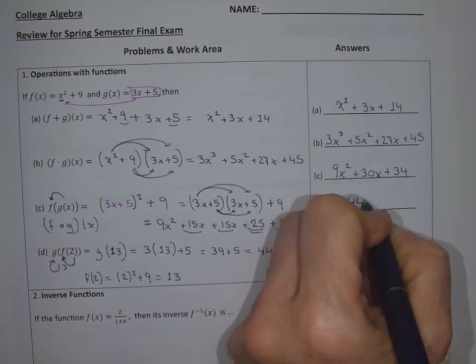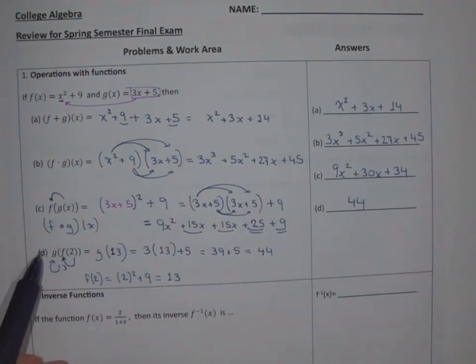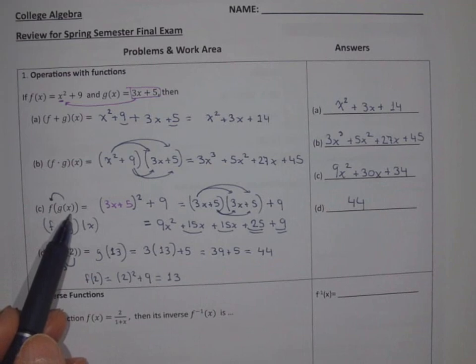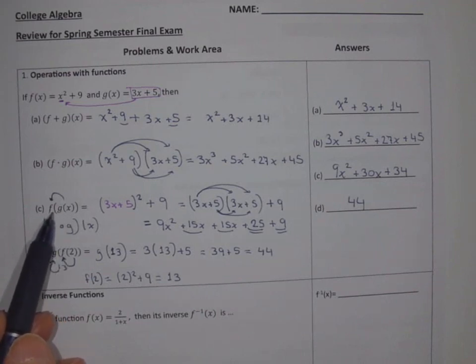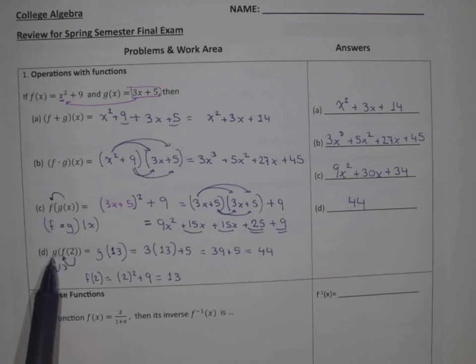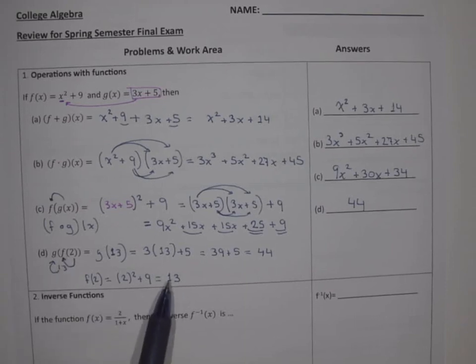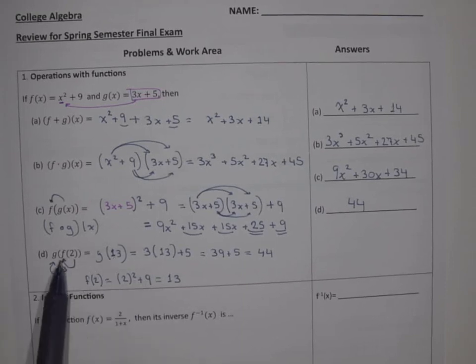Notice the difference between C and D. In C, we're not given a value to evaluate at, so we just take the whole g function and put it into the f function wherever we have an x. However, for D, we are told to evaluate the composition for x equals 2. So you take the 2, substitute into f for all your x's, find your new value, and now take that new value and substitute in for g.